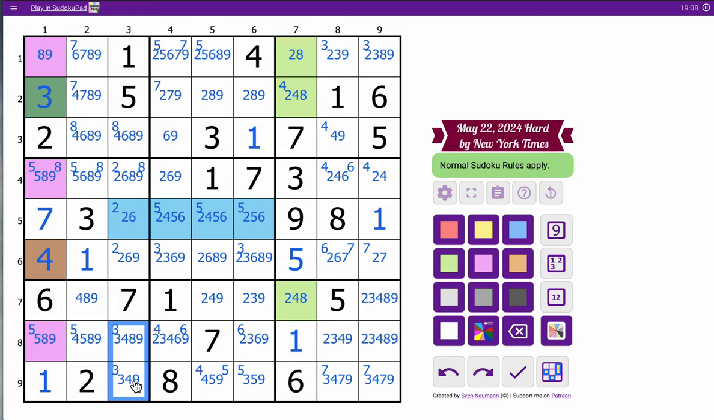Three here does nothing. Two here does nothing. Eight here, again, does nothing, and five there, we've already discerned it. I want this cell to not be an eight. And then I'd have 2, 6, 9, and that would go a long way to filling out column three, but I'm not there yet.